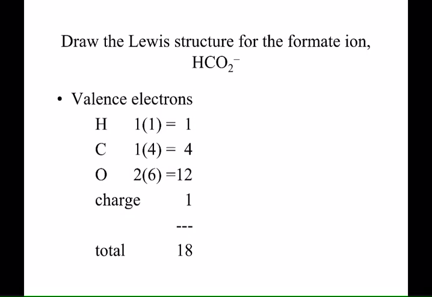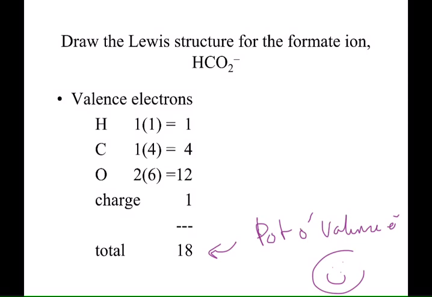If you add up all these electrons, you'll come up with 18 electrons. So again, just make sure we're all on the same page. That is my pot of valence electrons. And those electrons are going to be shown on the final Lewis structure. Our Lewis structure needs to have 18. It can't have more. It can't have less. It has to have 18 electrons.